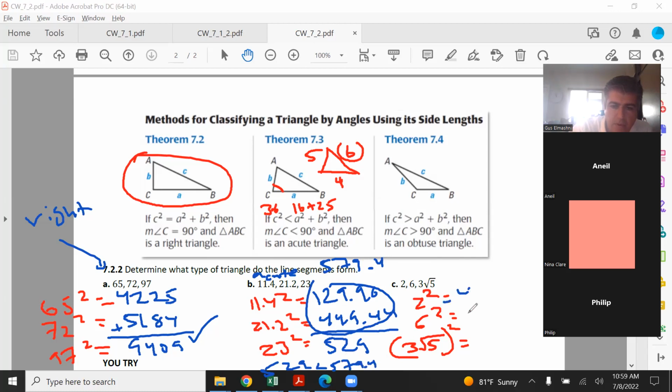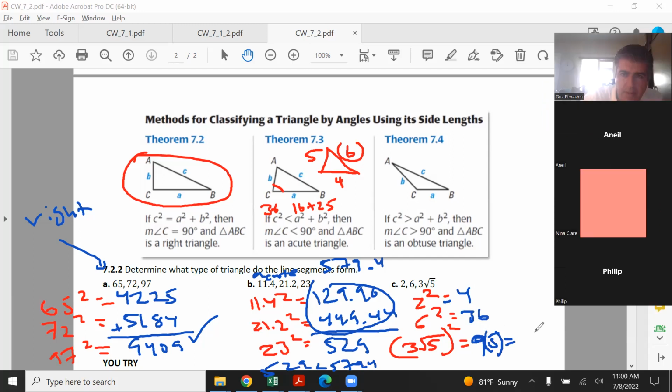Lastly, you're going to have 4, 36, and 9 times 5, which is 45. Let me make that a little neater. That's hard to read.